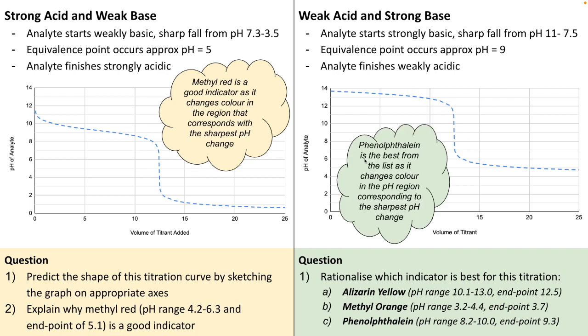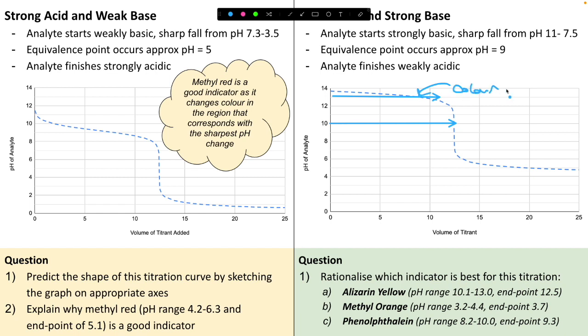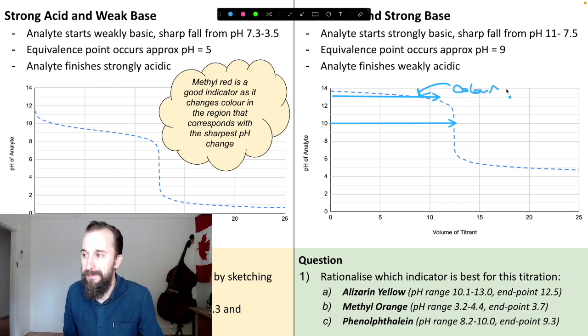Let's compare our answers. I said phenolphthalein is the best from the list as it changes color in the pH region corresponding to the sharpest pH change. All right, so let's have a look at why the other ones don't work. Let's have a look at the alizarin yellow, 10.1 to 13. Well, you can see that's going to start changing color back there where we're not at our equivalence point yet. So that's not going to be particularly useful.